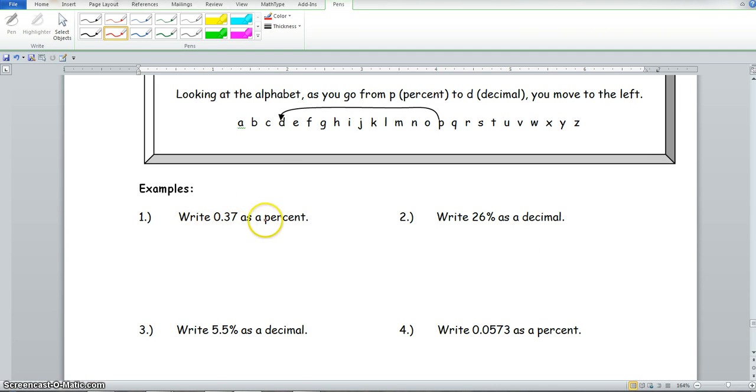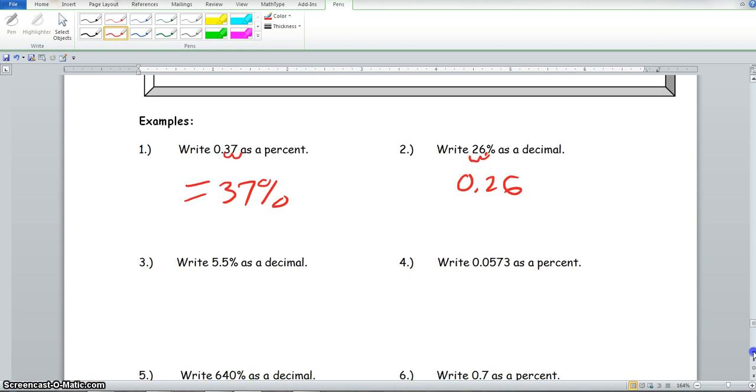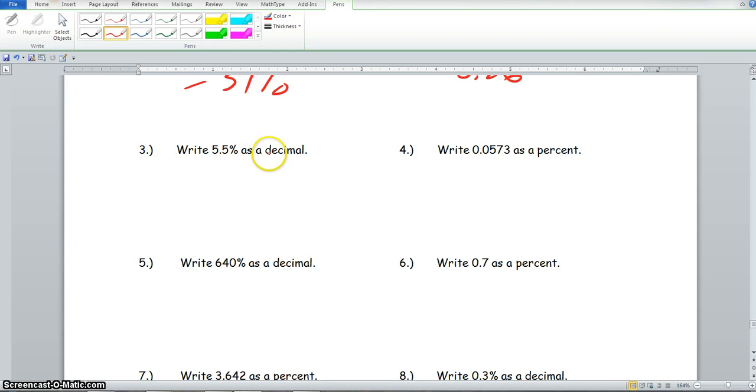Now it says write 0.37 as a percent. So you're going from decimal to a percent, D to P, so you'll go to the right. So your answer here would just be 37%. Now it says write 26% as a decimal. Remember, this is assumed to be a decimal at the end of the 6. Move it 2 places to the left, it'll be 0.26, and you drop the percent sign. Now we come here to number 3. It says write 5.5% as a decimal. So you'll move this decimal 2 places to the left, and you get 0.055, and you drop the percent sign.